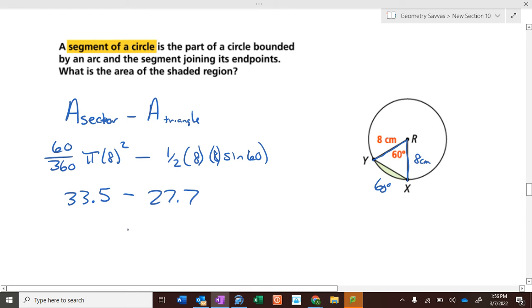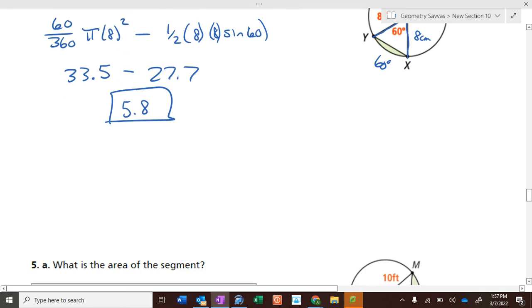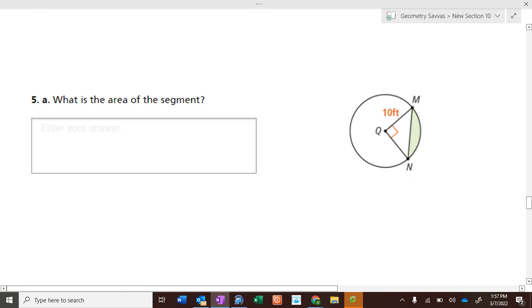27.7. And then when we subtract those two, we get 5.8, which would be the area of the shaded region. Okay. Let's do one more of these.